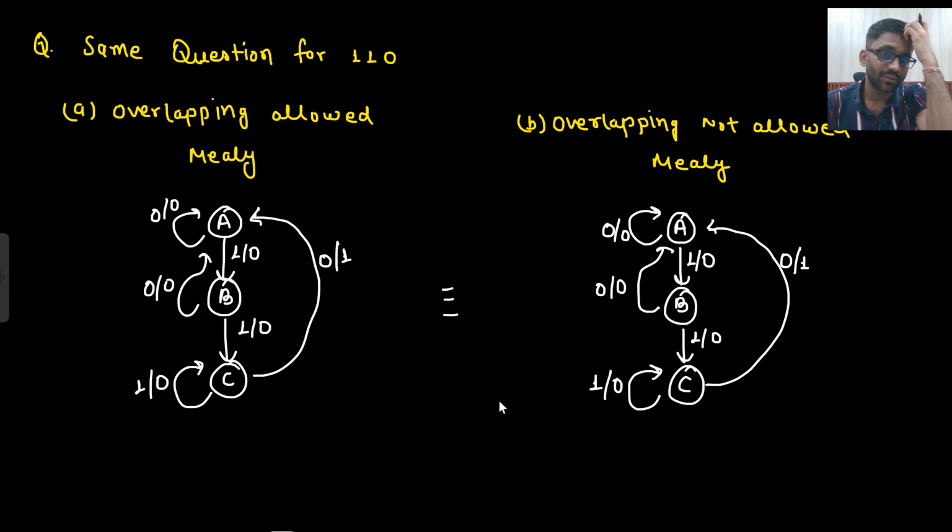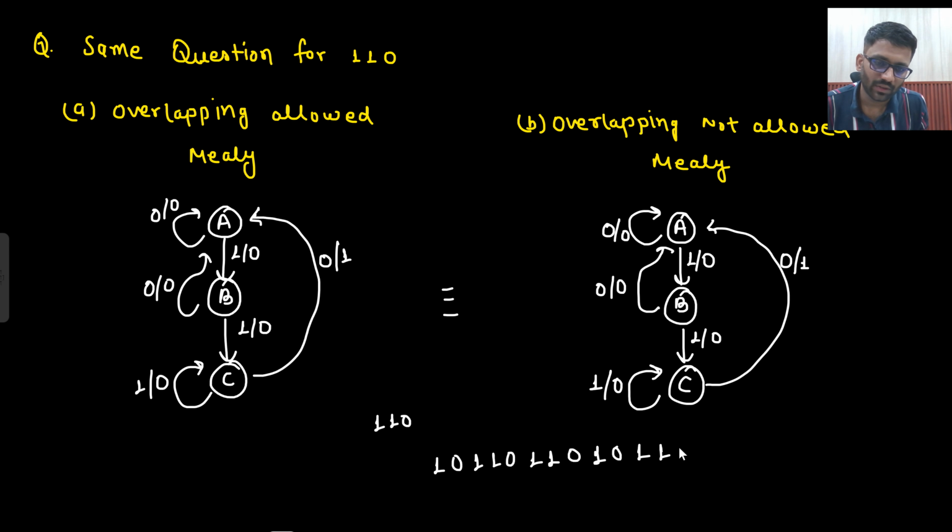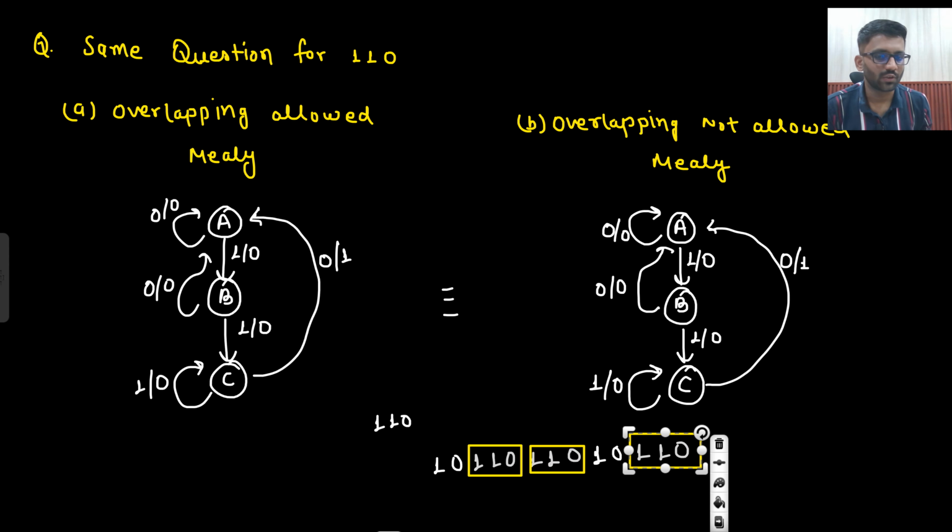And think with intuition. For 1 1 0, in any sequence, whether it is overlapping allowed or not allowed, the answer will be same. Let's just say I am taking this sequence: 1 0 1 1 0 1 1 1 0 1 0 1 0 1 1 0. I am saying you need to detect 1 1 0 in case of overlapping not allowed. Overlapping not allowed: 1 1 0, and then 1 1 0.